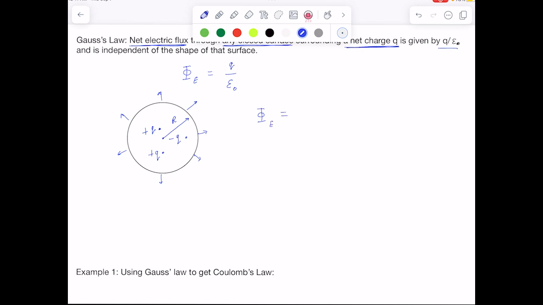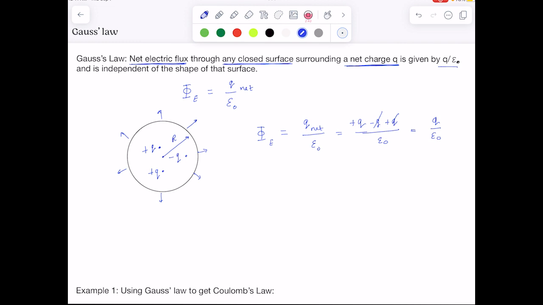So phi E is equal to Q net, just to emphasize that we are talking about the net charge inside this distribution, and here Q net will be just plus Q, because what you actually have here is plus Q minus Q and then plus Q, so this cancels, and then you have equal to Q over epsilon naught, okay. So this is what Gauss's law is. You need three things: net flux, any closed surface which is surrounding a net charge Q, and that flux is equal to Q over epsilon naught.